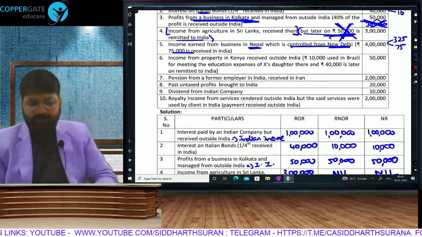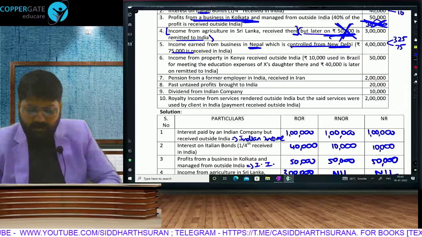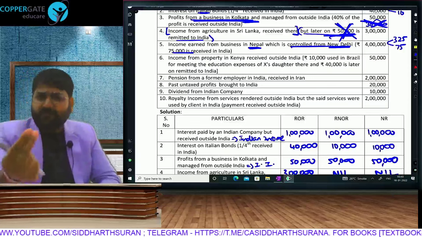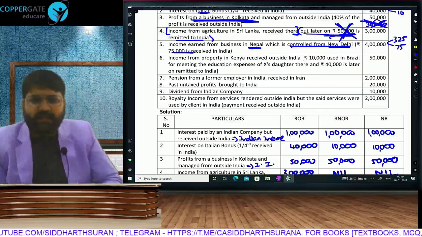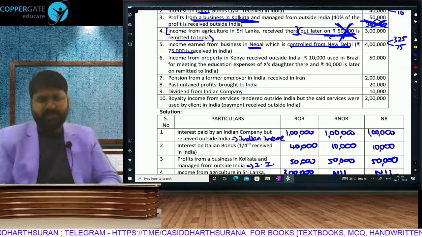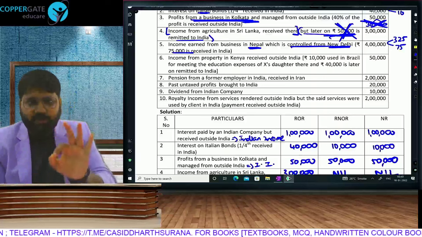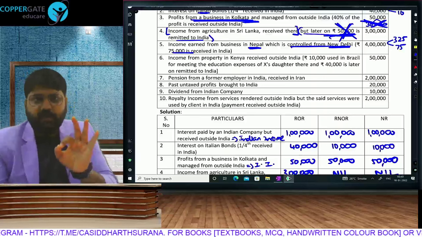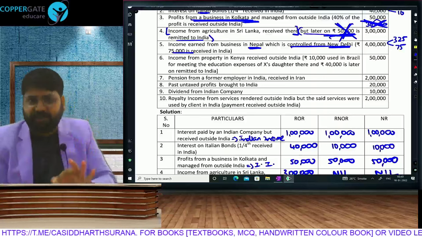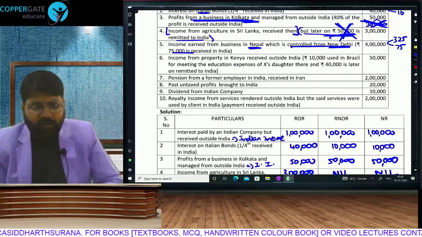Pension from a former employer in India received in Iran. Okay. It will take 2 minutes for me to explain this to you. If anybody has government employees in the family, they will already know what this means. Otherwise, it is a little difficult to understand what pension means. Only if you know the meaning of pension will you actually understand the tax treatment, in order to decide whether it is Indian income or foreign income.